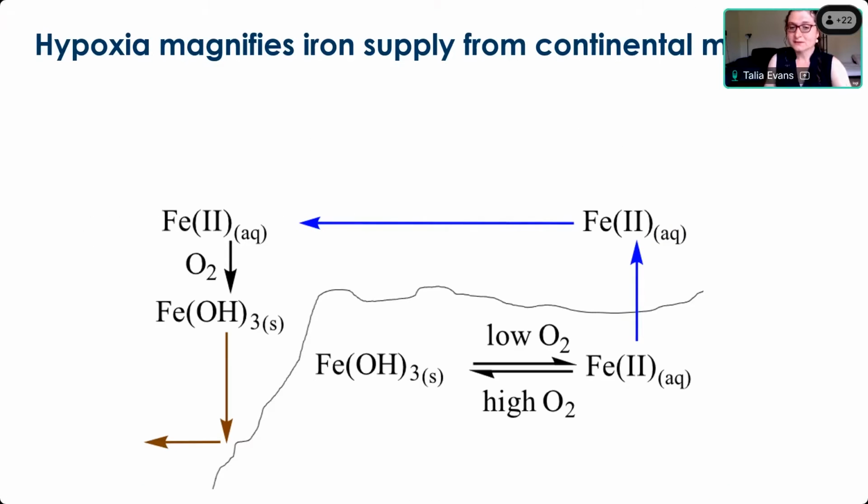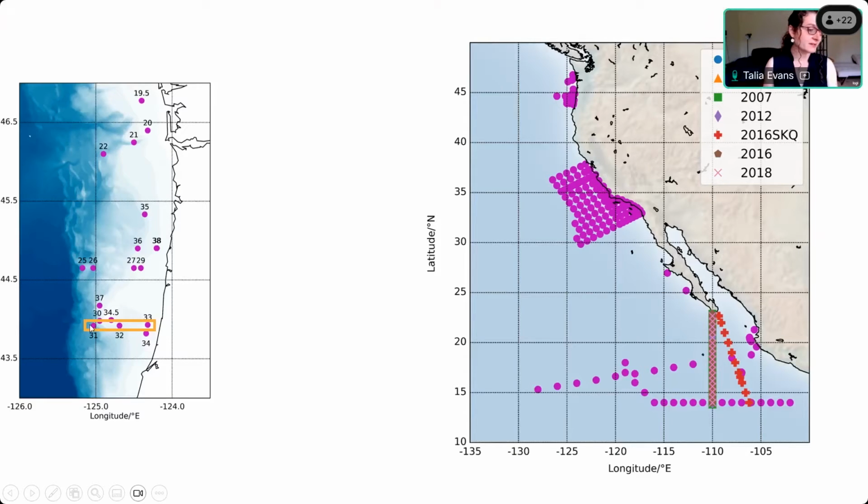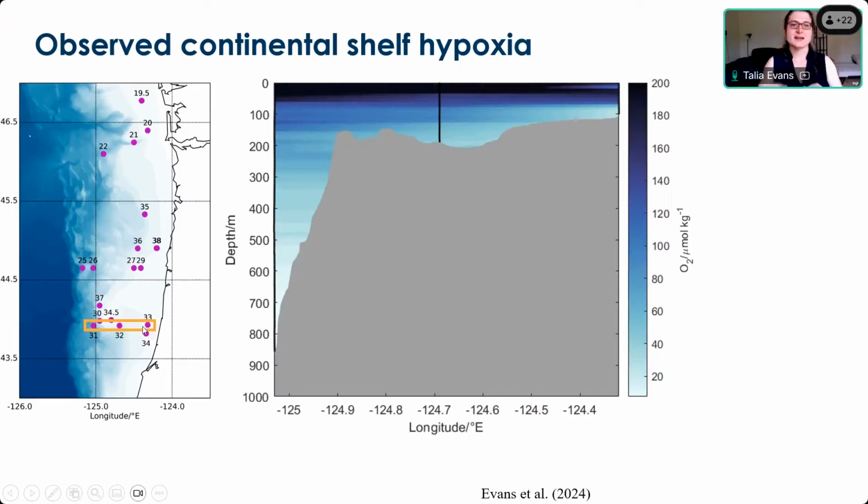But also, low oxygen has this really interesting impact of changing continental margins from iron sinks, where iron precipitates out as oxyhydroxides, into iron sources, where if you have low oxygen in the sediments, you have iron reduction, and low oxygen above in the bottom waters, that iron can persist and be transported before it gets reoxidized. So for this, we're going to move over to the northern part of the California current system, specifically looking at these three stations. And lo and behold, if you go during summer hypoxia, you see hypoxia on the Heceta Bank.